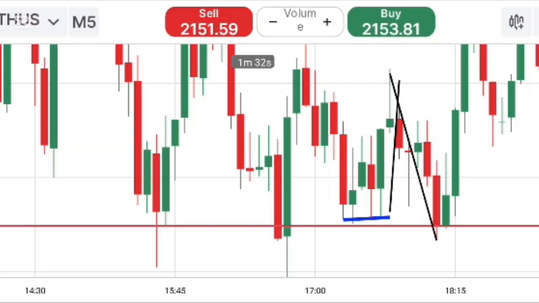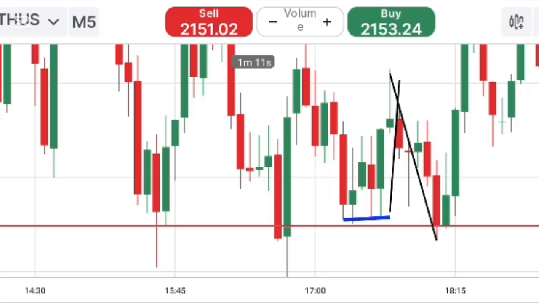Now a double bottom is a reversal trend, a bullish trend signal. So whenever retail traders discover that there's a double bottom in the market, where the market was relatively bearish and coming down, eventually it created a double bottom.